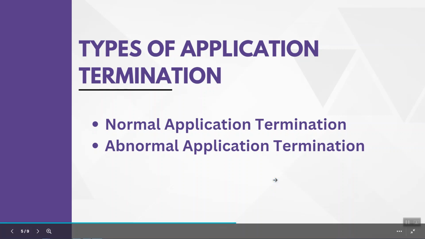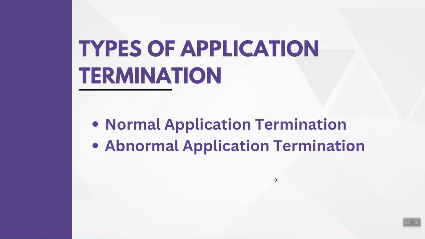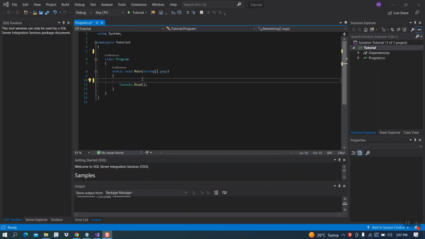Let's see what normal application termination is. Whenever the program execution control executes all the statements in the program and reaches the end of the code, the application will be terminated automatically. It is normal application termination. Whenever an exception occurs at runtime, the application will be terminated automatically, and it is called abnormal application termination. Now let's see how to implement exception handling in C#.